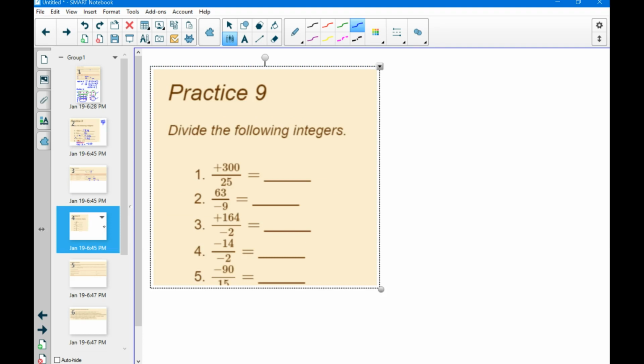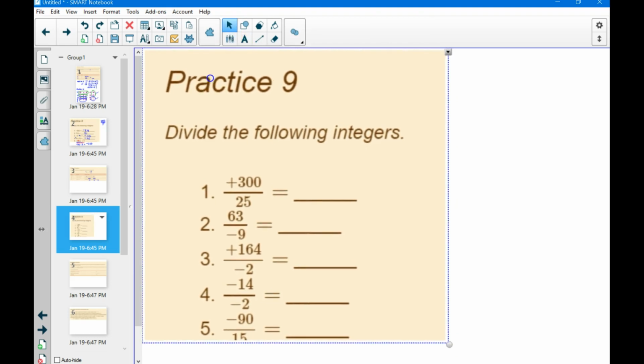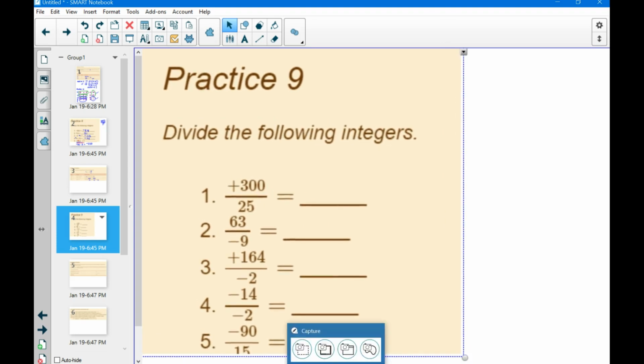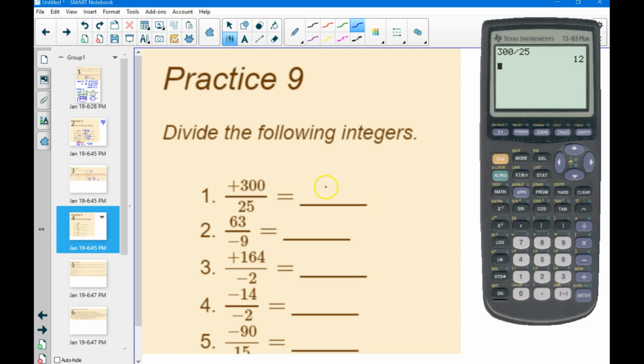Right here, make that a little larger. And hopefully with a few examples, it will be a little bit easier to understand. So, if we have 300 divided by 25, there's no sign beside 25, but because there's no sign, we automatically assume that it's going to be positive. So 300 divided by 25, and we get an answer of 12. And the answer is positive because it's positive divided by positive.